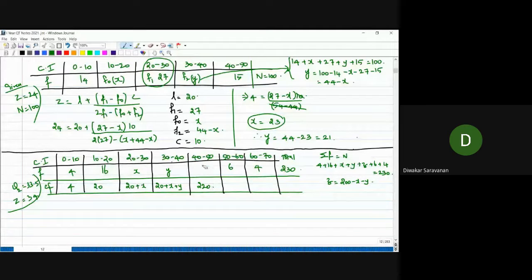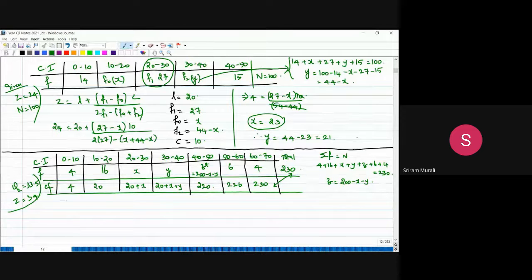Because this is my Z, I call it 200 minus X minus Y. When you add this, it will get cancelled. Next 226, at last 230. If I am right, this will coincide.